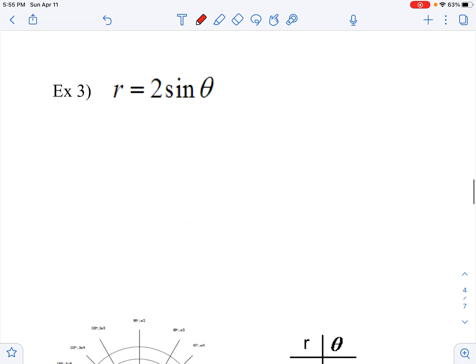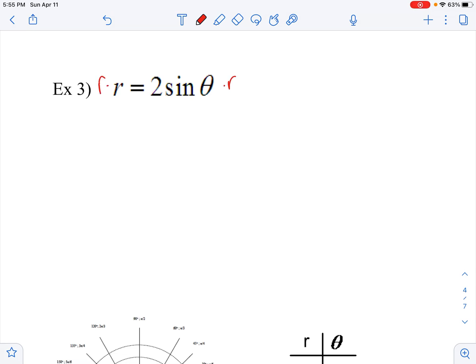All right, let's do the same thing for r equals 2 sine theta. Again, that's very similar to the last one. I don't want to square both sides because sine squared isn't going to help me. But if I multiply both sides by r, I get r squared equals 2r sine theta. I know that r squared is just x squared plus y squared because that's one of my formulas, and then r sine theta is y, so that gives me a 2y.